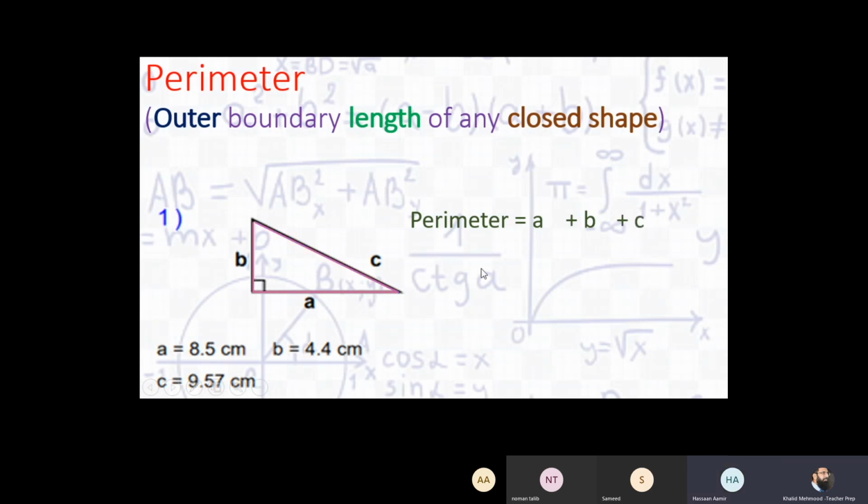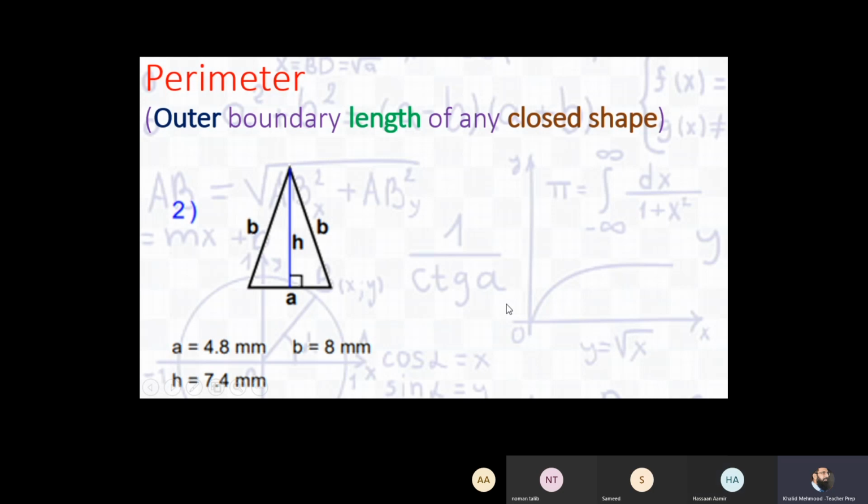Then we add all the sides, and our calculation is easy. We have done it previously, so we are going over it as a revision. Similarly, this is a triangle, and here we could see the perimeter written as A plus B plus H, which is wrong because H is an internal side, interior, not outer. So we will not be calculating that.